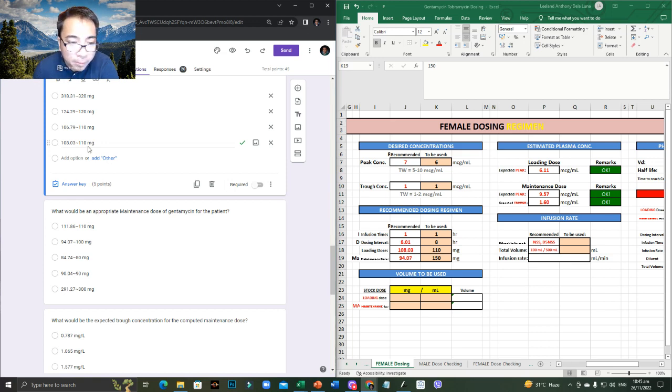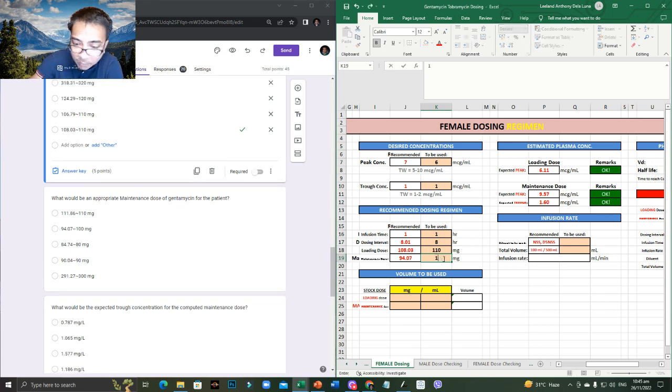What would be an appropriate maintenance dose for the patient? The appropriate maintenance dose would be 94.07. That's hard to give, so let's round it up to 100. Okay, so the trough concentration is 1.07, which is still allowable, right? Because we said to go below 1.5.